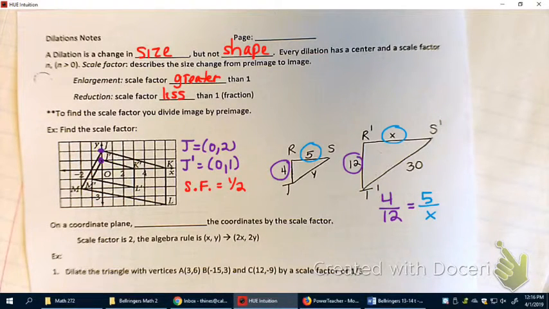So what you could do if you don't like to do it the other way is you could do it this way, and then what happens is you cross multiply. Sometimes I've heard people call it a butterfly. You get 4x equals 60. Divide by 4, and you'll get x is 15. That's another way to do it.